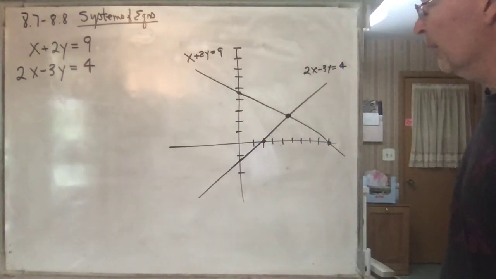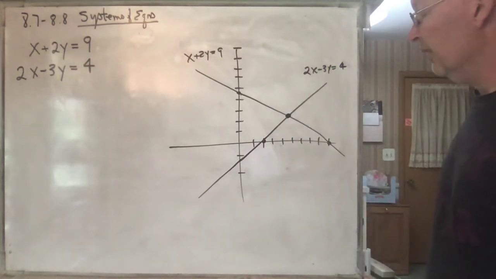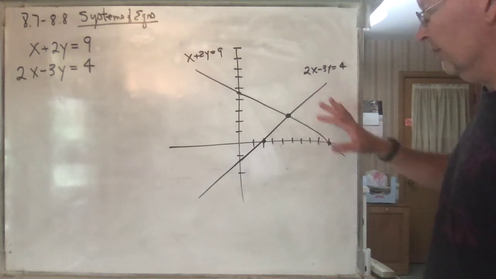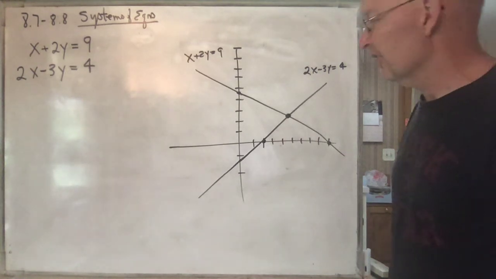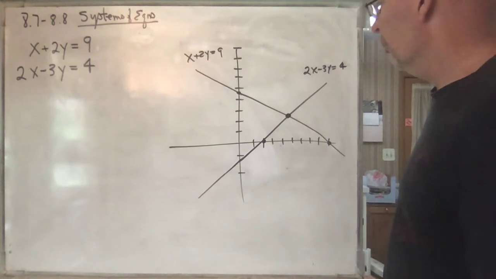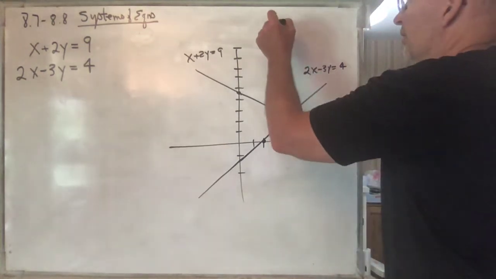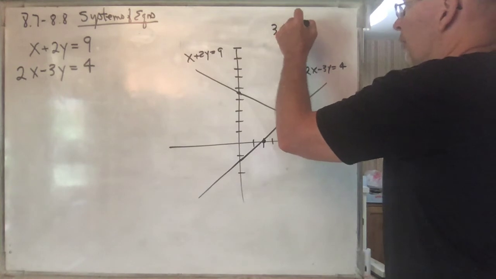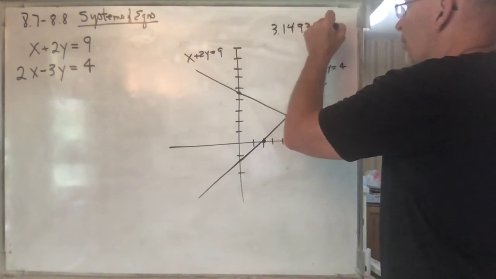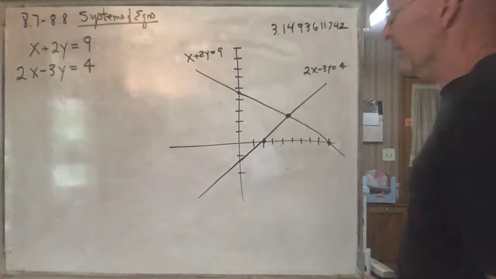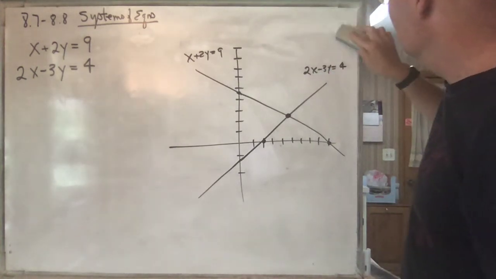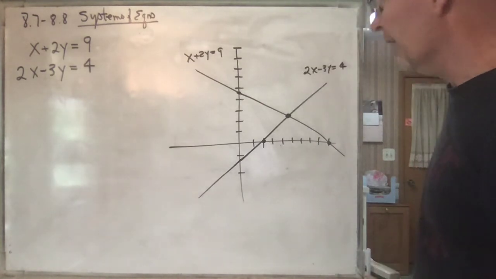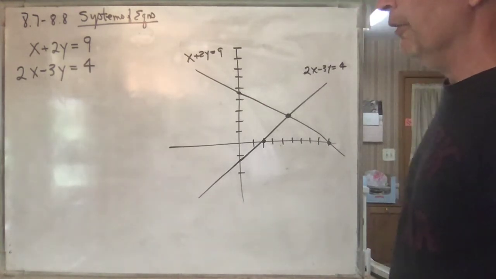It's hard to know exactly where unless I draw the lines very precisely. And even then, it's not easy to get it if the point of intersection is a couple of extended fractions, things that have a decimal. The point of intersection could be 3.149361174, something like that. Well, you're not going to find that by graphing the lines. So let's see if we can find another way.